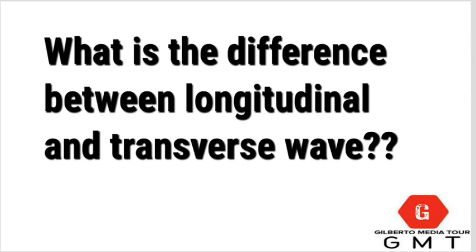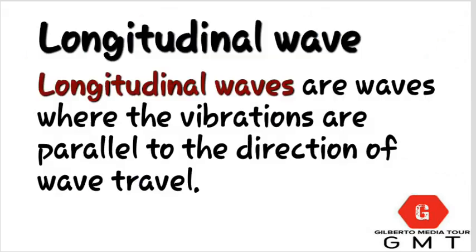By looking at this picture, these are spring waves. The wave in a spring may be a transverse or a longitudinal wave, depending on how the vibration is moving. When do we have a longitudinal wave? Longitudinal waves are waves where the vibration is parallel to the direction of travel.